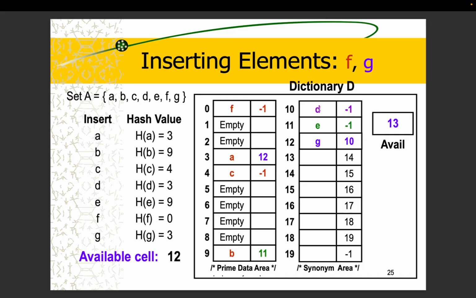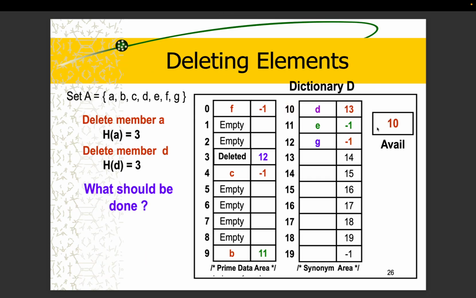So what I need to do is set the avail of the element I'm deleting to be linked to that element. So at index 10, I set the avail to 13. And then I update avail to be 10. So take a look at what happened. My avail became 10, and 10 links to 13.